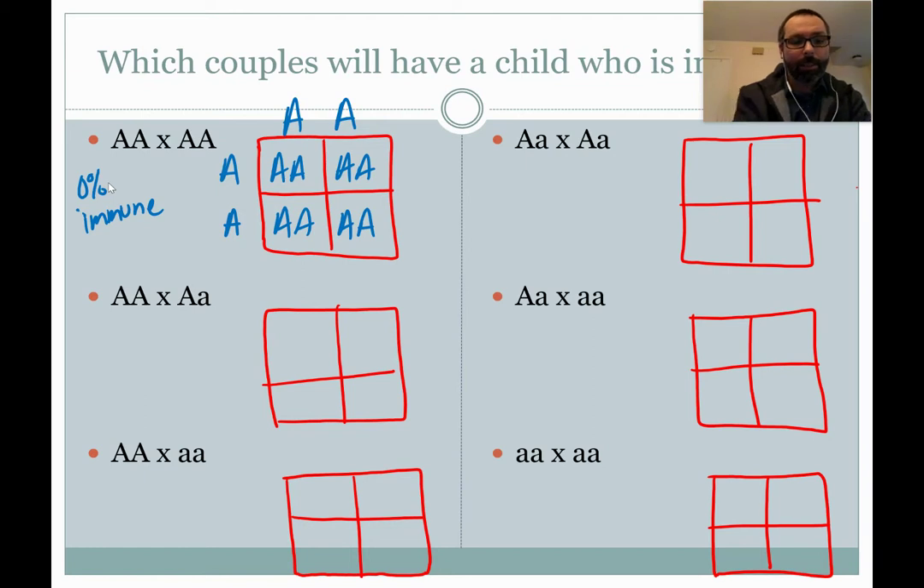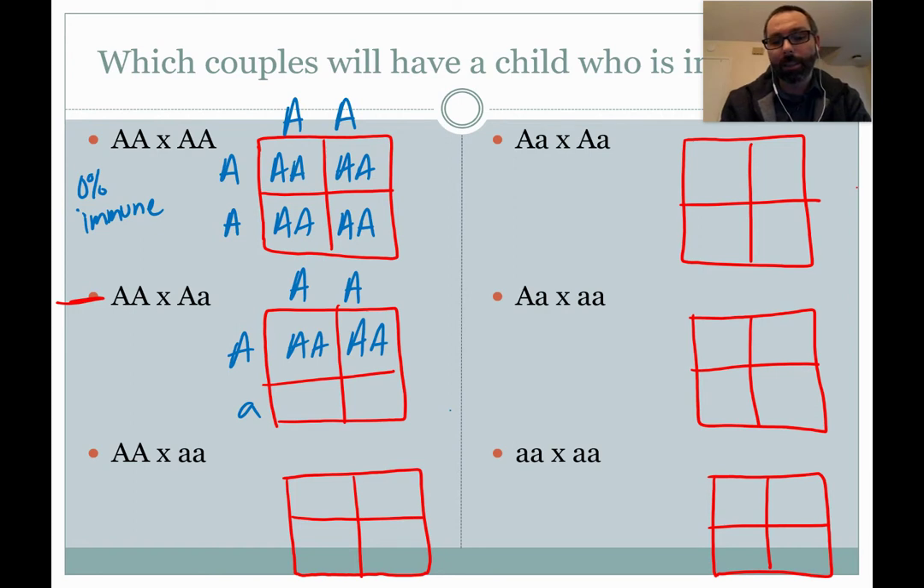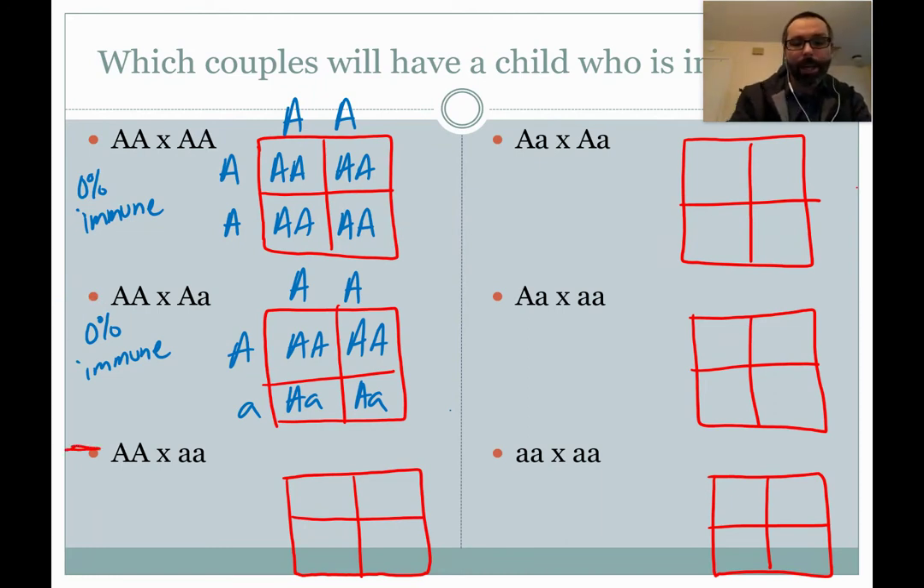The second box down here has 2 normals again, but now one of the parents is a different genotype. Even though they're still normal, they are different genotypes. So one parent goes on the top, one parent goes on the side, and then we fill in the boxes. Now, both of those boxes are big A's. Those are all going to be normal. The other 2 boxes are going to be big A, little a's. But even though there's a 50-50 split between their genotypes, all of them have a big A, which means none of them are immune.